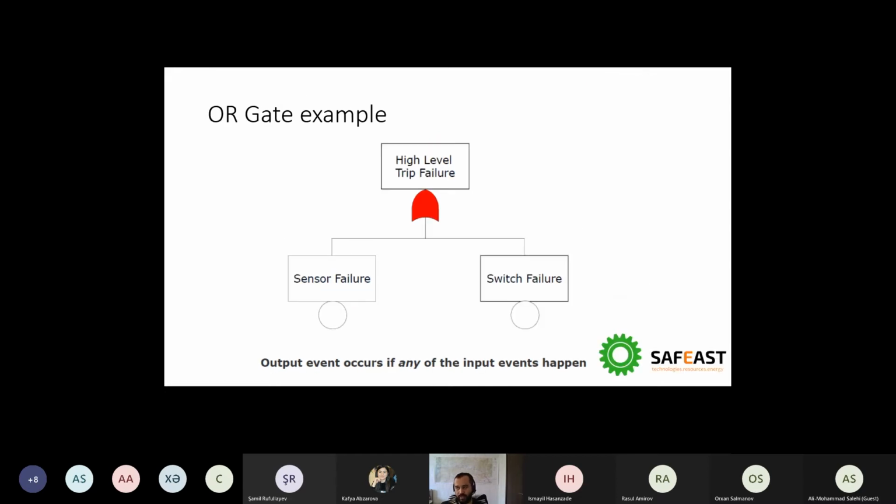For an OR gate example, let's say you have a high level trip on your tank. It can fail if the sensor fails, which senses the actual level in the tank, or the switch, like a physical switch. So either failure would result in the high level trip failure. So basically this will be sensor failure or switch failure. So the output occurs if any of the inputs happen.